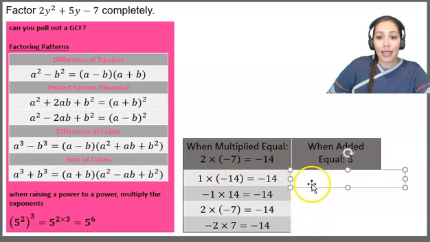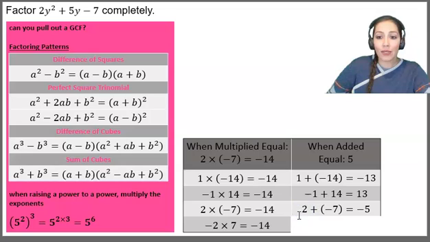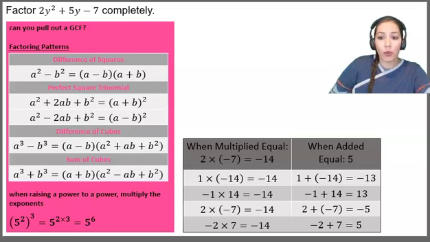So 1 plus negative 14 equals negative 13. Negative 1 plus 14 equals 13. 2 plus negative 7 equals negative 5. And negative 2 plus 7 equals 5. I was looking for it equaling 5 when you add them, and multiplied equals negative 14. So this one down here is my answer that I'm looking for.